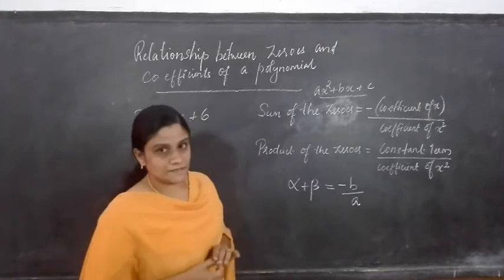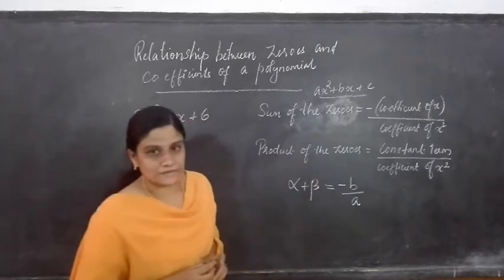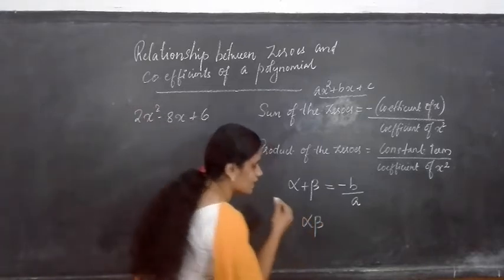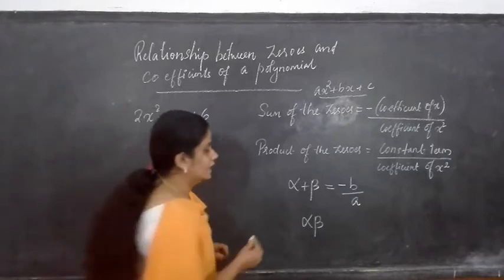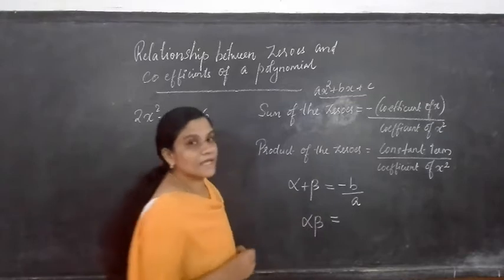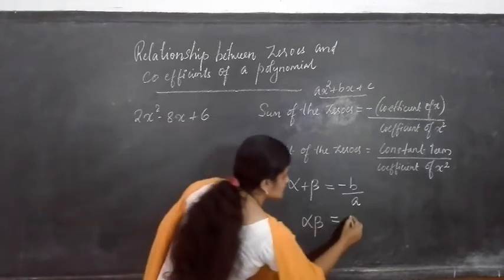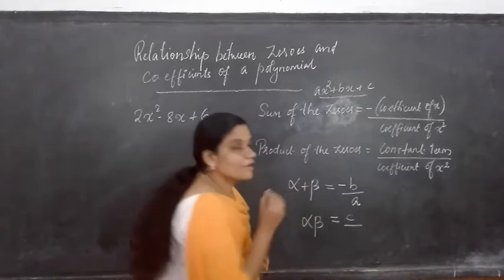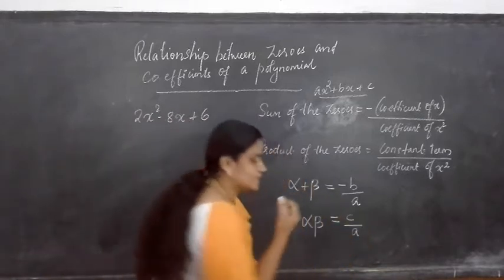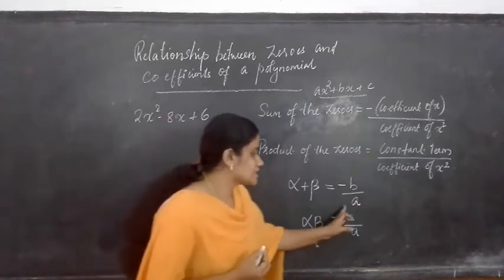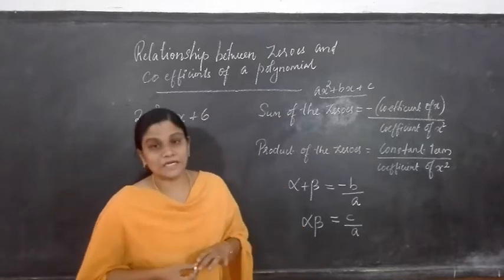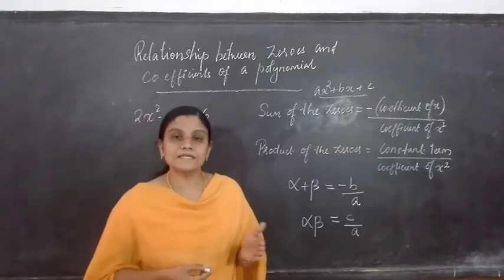Now the next relation, product of the zeros. What do you mean by product of the zeros? It is alpha beta. Alpha into beta is equal to the constant term. Which is the constant term there? It is c. So c by coefficient of x square, which is a. Therefore, alpha beta is equal to c by a. So, these are the two relationships between the zeros and coefficients of a quadratic polynomial.